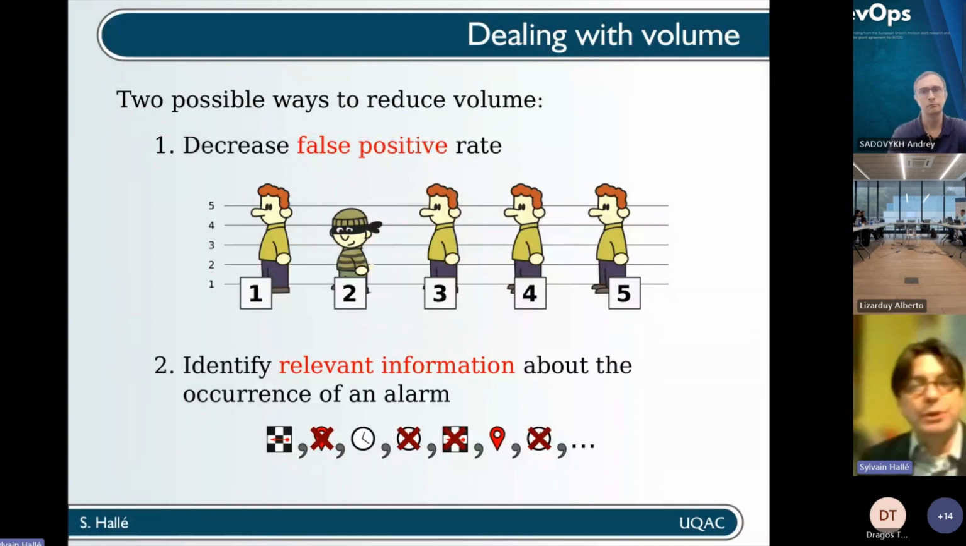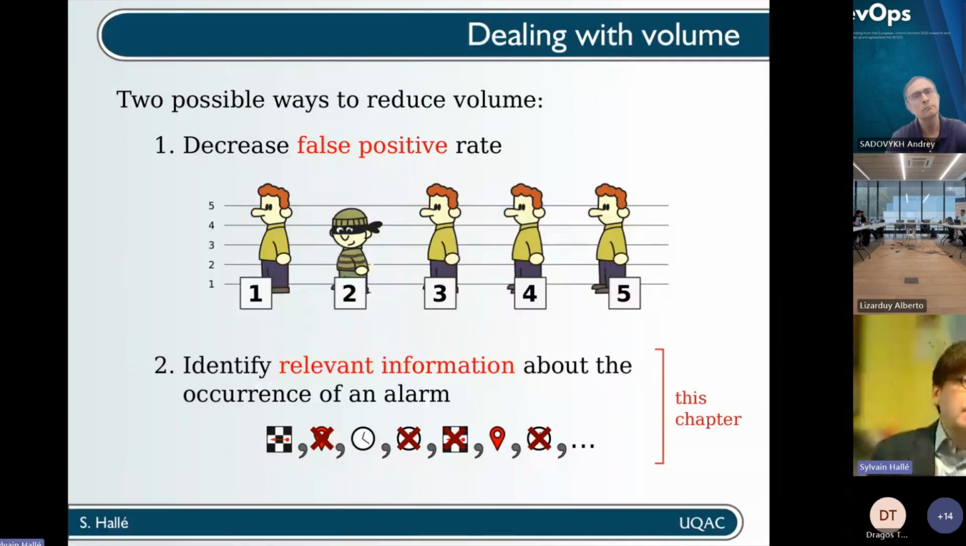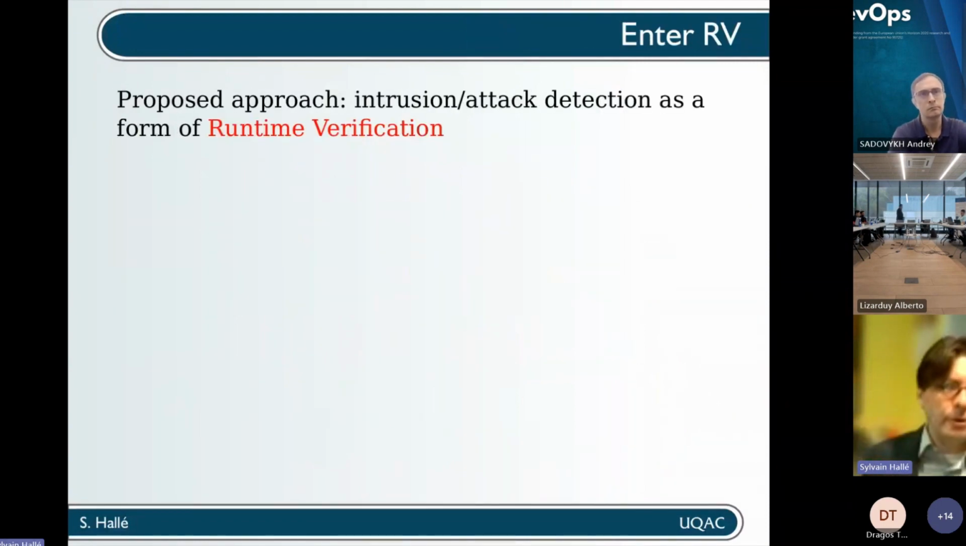But there's also another way to reduce volume according to a different dimension, which is to reduce the amount of information that you provide in each occurrence of a warning, an alarm, or an anomaly that you potentially detect. In this chapter, this is what we are interested in. There are many works that attempt to decrease the false positive rate, but there are fewer works that address this second dimension, where you reduce the amount of information that you provide regarding each potential incident. So the approach we propose is to view the problem of intrusion or attack detection as a form of runtime verification.